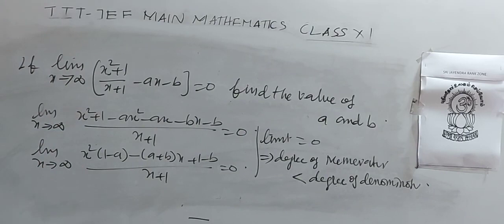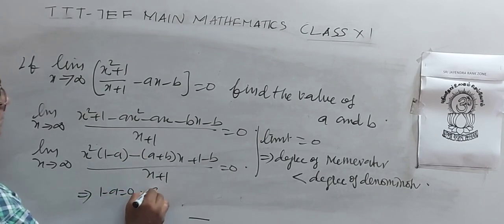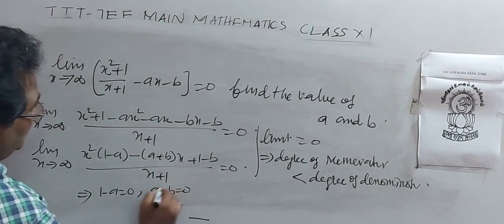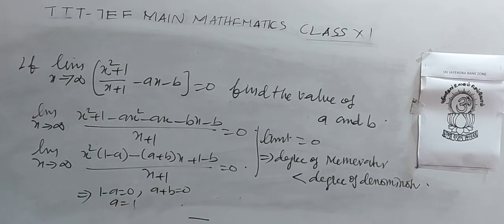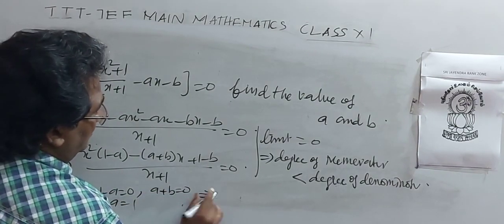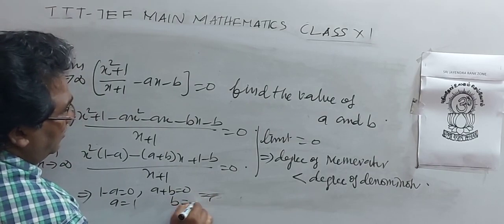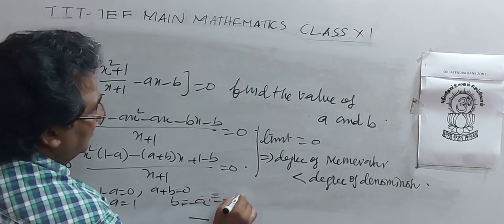Therefore, the degree of the numerator should be 0, which means this should be 0 and this should be 0. So 1 − a equals 0 and a + b equals 0. So a equals 1, b equals −a equals −1.